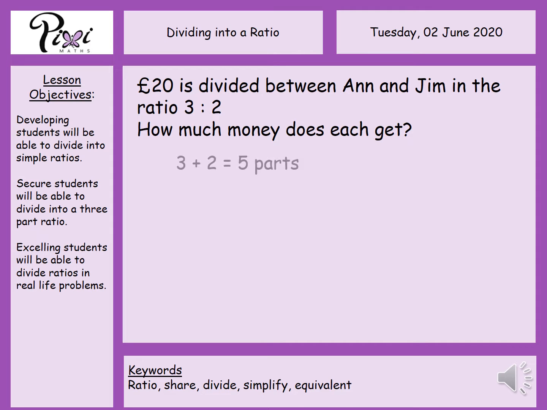So first thing to work out is how many parts we're splitting into altogether. If Anne's getting 3 parts and Jim is getting 2 parts, that means we've got 3 plus 2, so that's 5 parts altogether. So we're going to have to split our £20 into 5 parts, and we're going to give 2 parts to Jim, 3 parts to Anne.